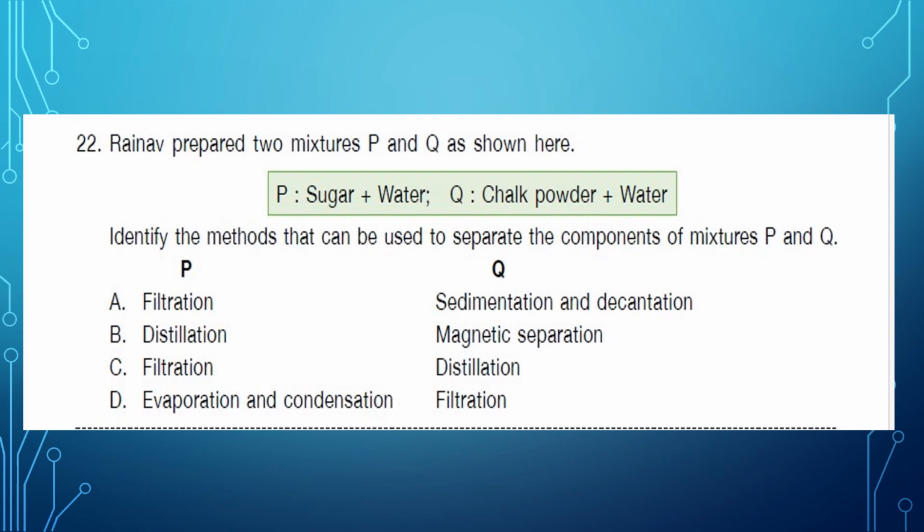Sugar is soluble in water, and chalk powder and water are not soluble in each other. So we can separate sugar from water by evaporation and condensation, and chalk powder and water can be separated easily by filtration. So the answer is option D.